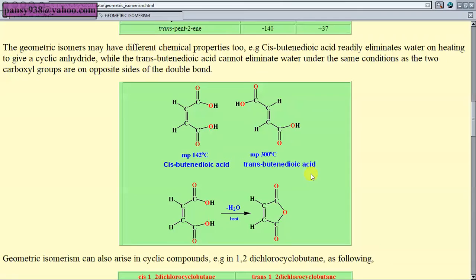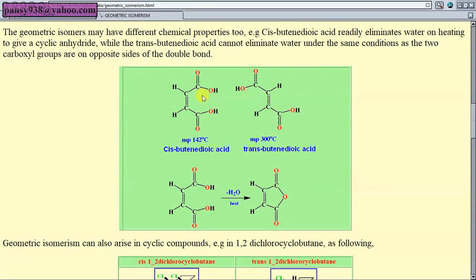Now see their chemical behavior. The cis isomer undergoes dehydration easily and is converted into a cyclic anhydride. This is the cyclic anhydride formed by the dehydration of the cis isomer. But the trans isomer does not undergo dehydration under the same conditions. It does not show this chemical reaction. It means that they are chemically different too.